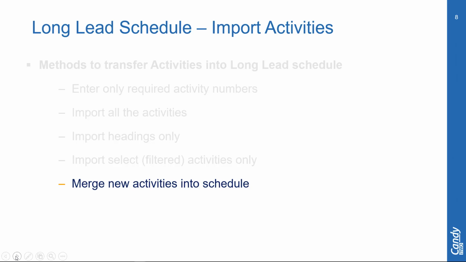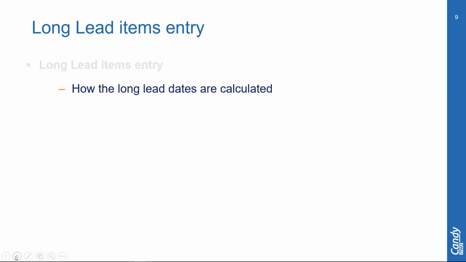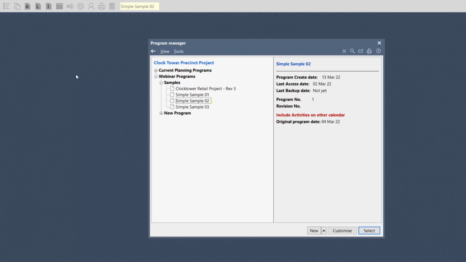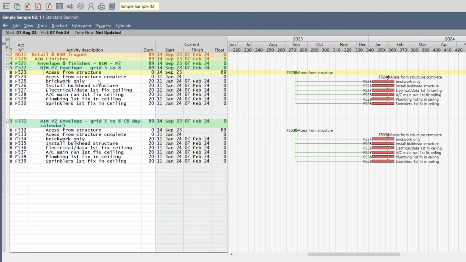We've looked at how to import the activities. Let's look at the next topic. This is how the long lead dates are calculated. We've touched briefly on it. Let's look at the long lead dates calculation, especially when there's multiple calendars. Let's duplicate our simple sample. I've already done that. Call it Simple Sample 2, select it and open the bar chart.